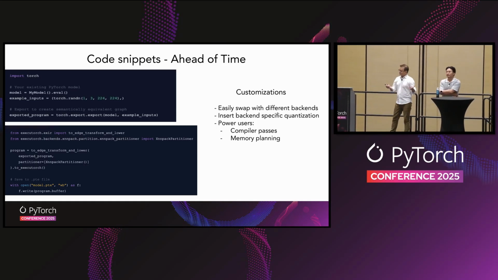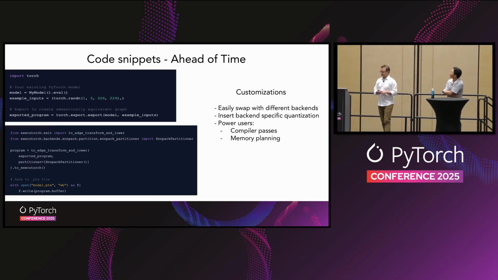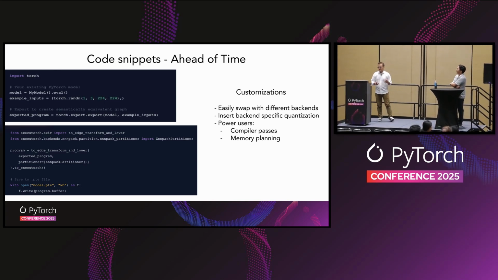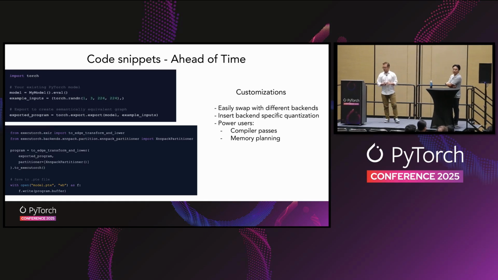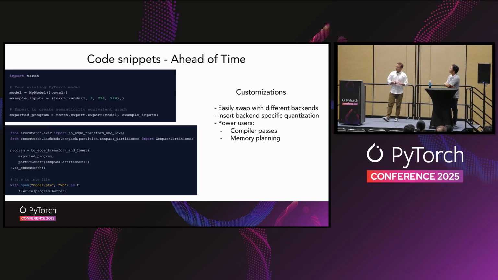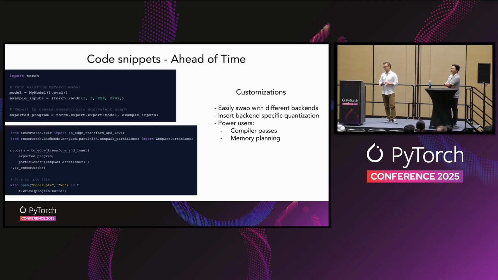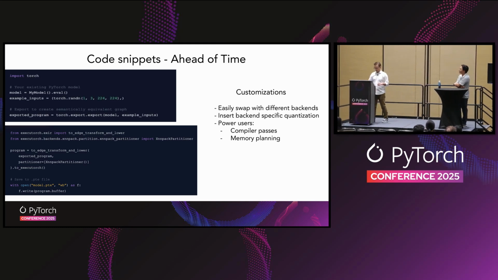A couple of code snippets to showcase some of the simplicity. Ahead of time, it's as simple as instantiating your model and exporting the model with torch.export, and then in later stages you can send your program to edge. In this particular case, we are using the XNNPACK partitioner to utilize the CPU accelerators that we have, and finally you're writing your program into the flat buffer.